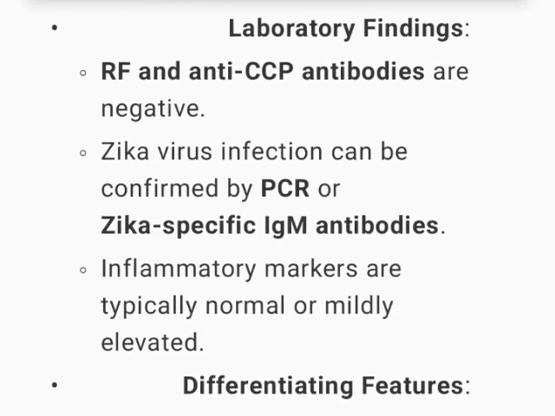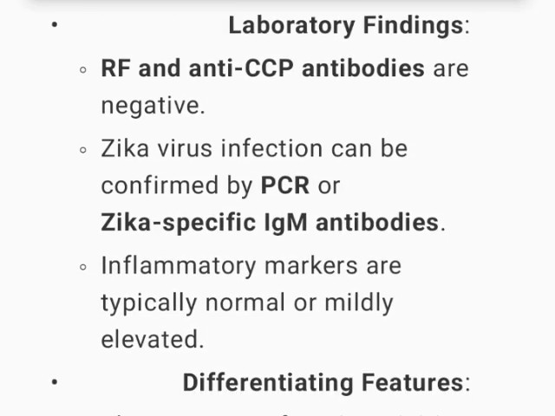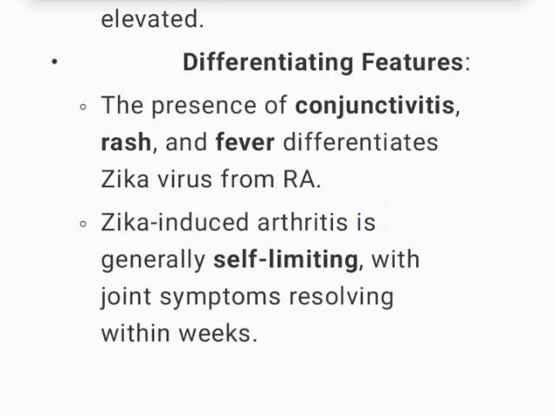Zika virus infection can be confirmed by PCR or Zika-specific IgM antibodies. Inflammatory markers are typically normal or mildly elevated. Differentiating features: the presence of conjunctivitis, rash, and fever differentiates Zika virus from RA. Zika-induced arthritis is generally self-limiting, with joint symptoms resolving within weeks.